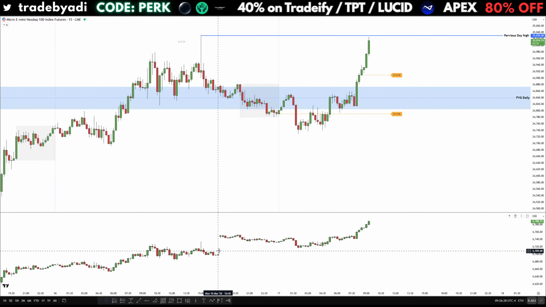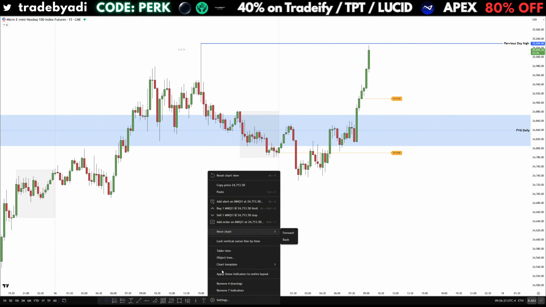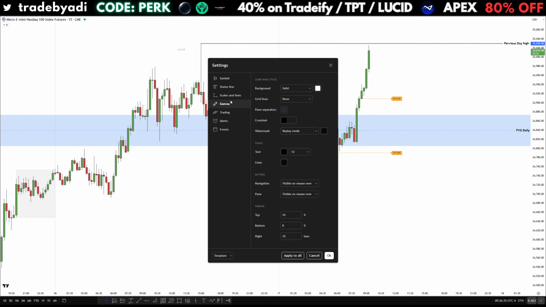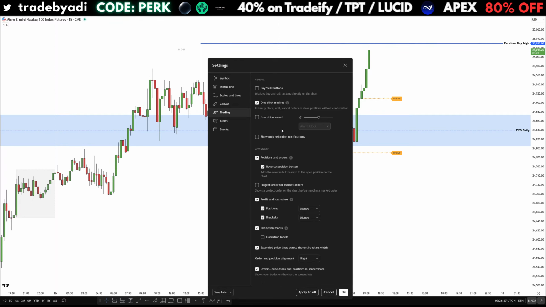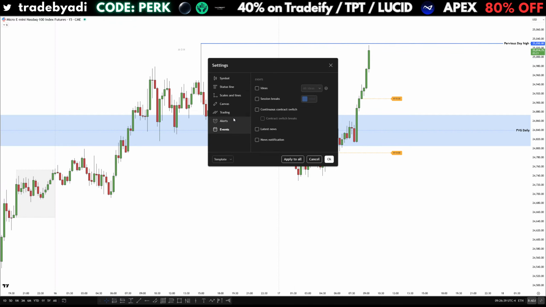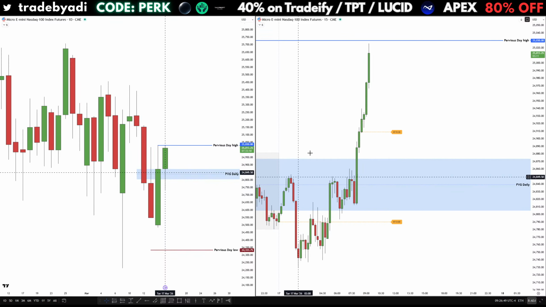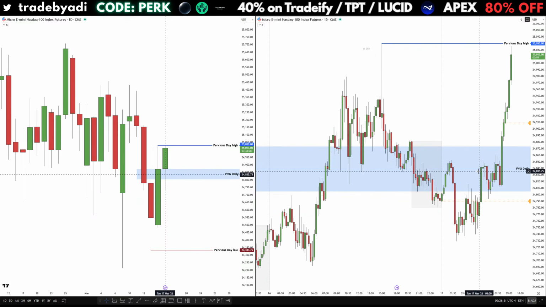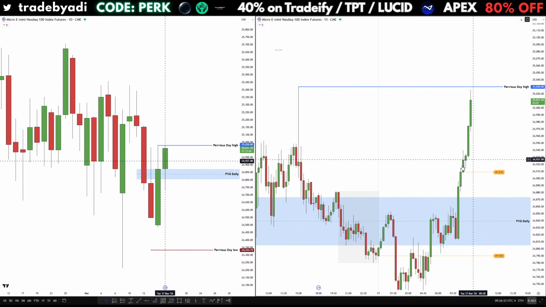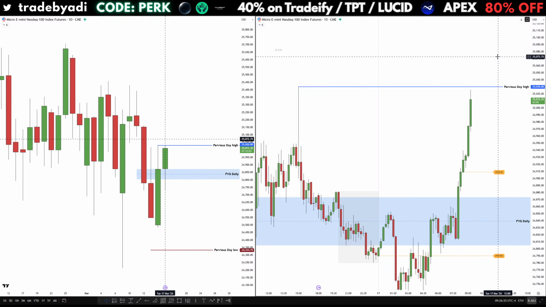I think this is because of the contract switch. I'm using the continuous contract. Those who don't know, you have to go to the trading, and I think you have to go to event and contract switch. You can enable this in your trading, so you don't need to switch the charts again and again, and you will always be on the correct contract.